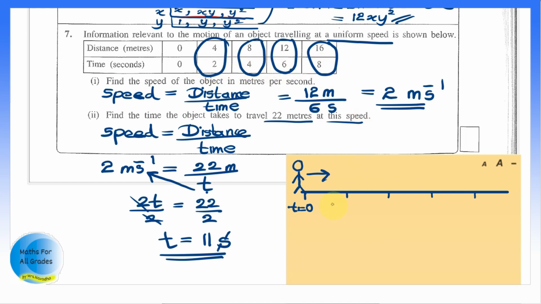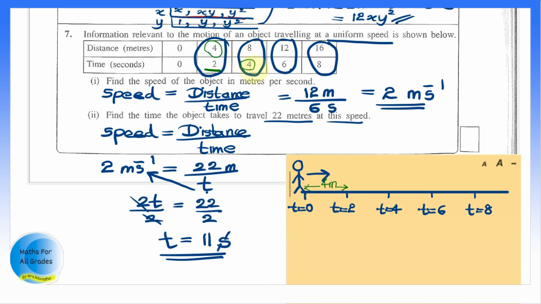So let's mark it. 2 seconds, 4 seconds. At this point, 6 seconds has passed. Here, 8 seconds. Now let's mark the distance. He started his journey here, so the distance is 0. And after 2 seconds had passed, a distance of 4 meters had been covered, from here to here.